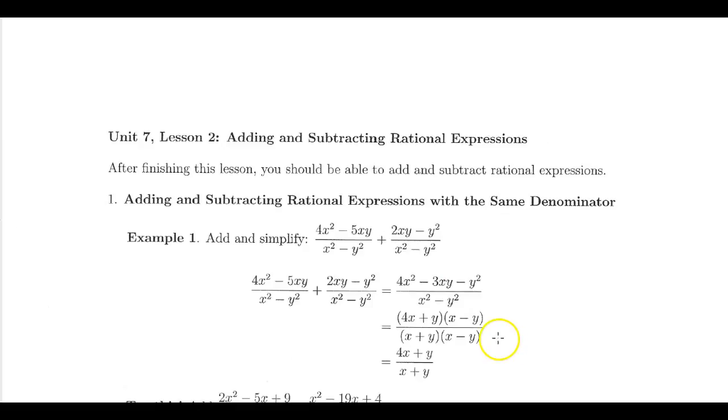And then we always want to check if we can simplify or not. So we want to factor and cancel if we can. It turns out that 4x squared minus 3xy minus y squared factors into (4x plus y) times (x minus y), and the denominator is a difference of two squares. So this factors into (x plus y) times (x minus y). So we have a common factor of x minus y that can cancel, and we're left with (4x plus y) over (x plus y).